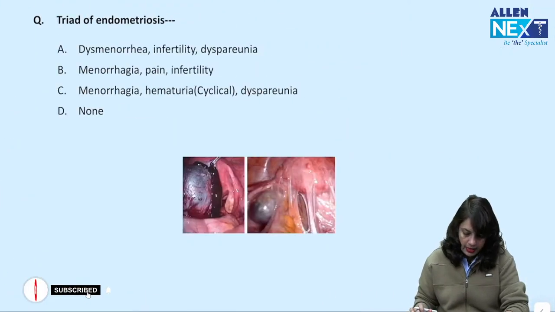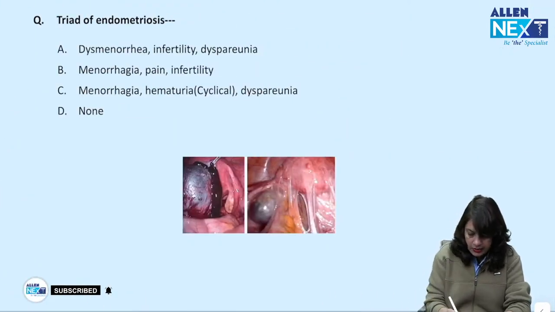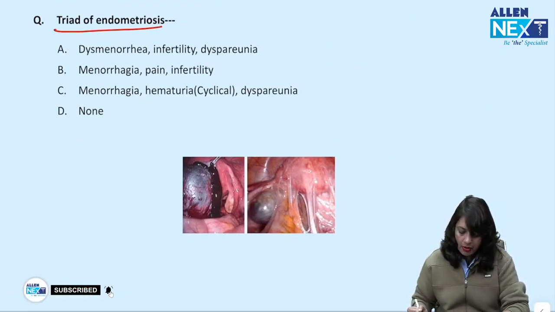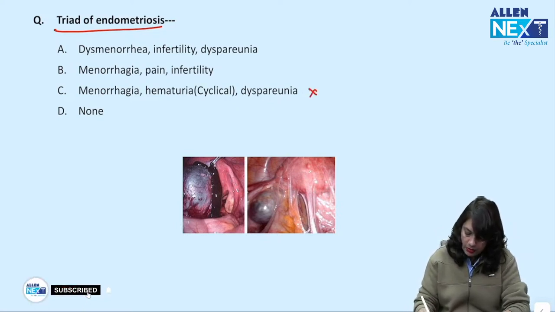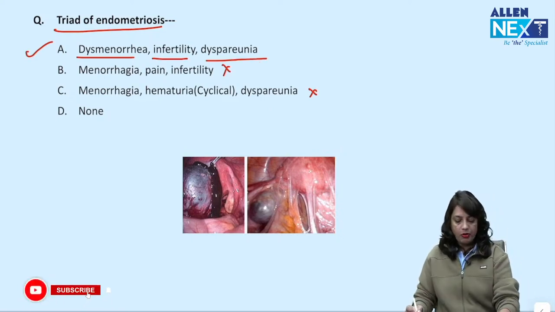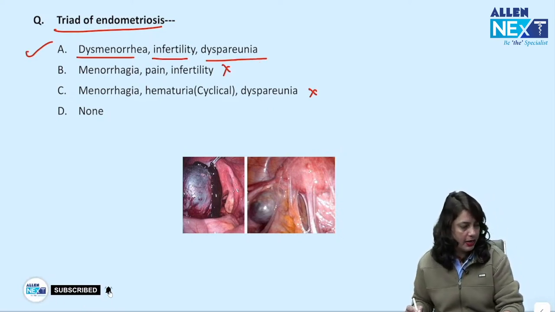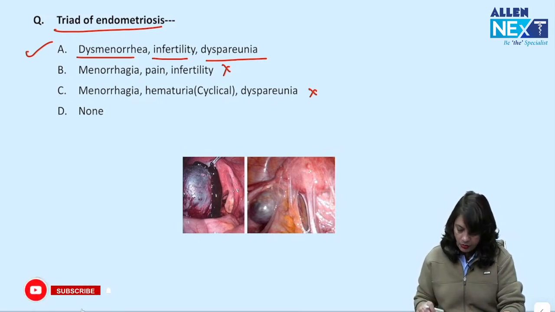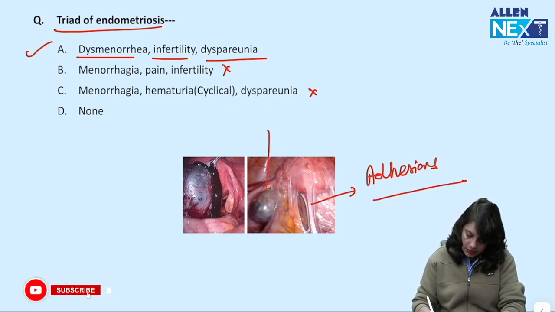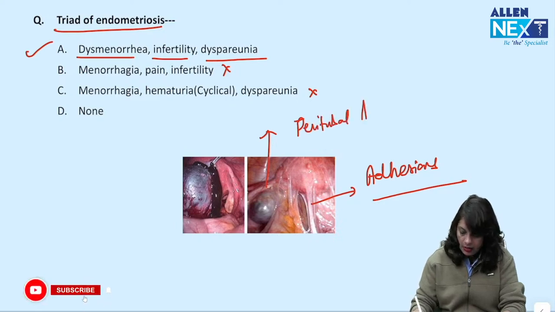Okay. Next, the triad for endometriosis I have just mentioned. Is it dysmenorrhea, infertility, dyspareunia, menorrhagia, pain, infertility? Menorrhagia, cyclical hematuria, dyspareunia. So the correct answer is dysmenorrhea, infertility and dyspareunia, the classical triad for endometriosis. And you can see there are adhesions in the pouch of Douglas, you can see fallopian tube adhesions, that is peritubal adhesions.